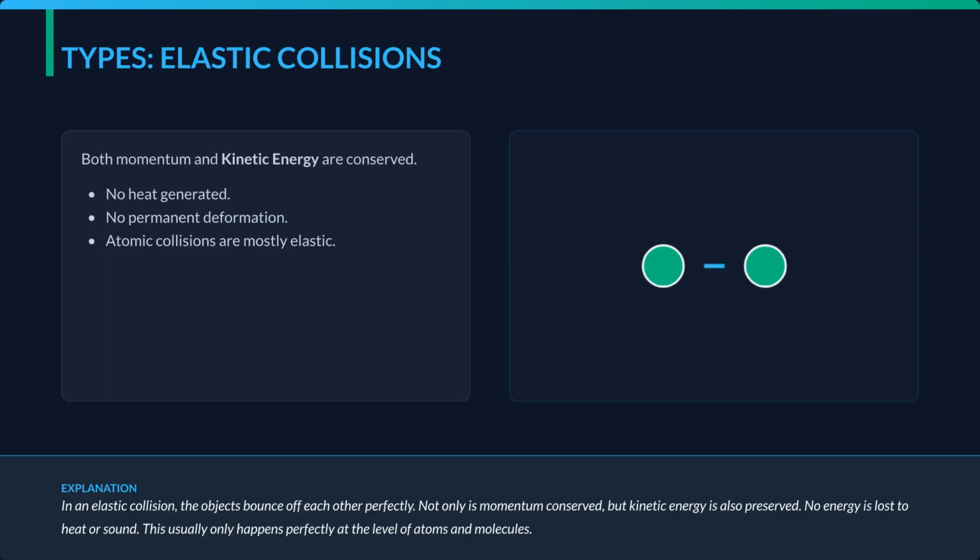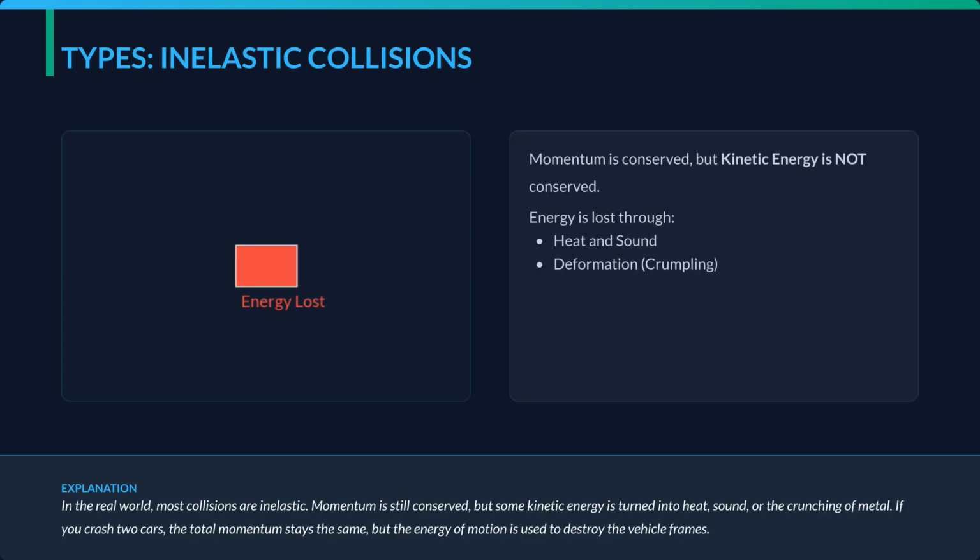Collisions can be classified based on energy conservation. In an elastic collision, both momentum and kinetic energy are conserved. Objects bounce off each other perfectly, typically seen only in atomic interactions. In an inelastic collision, momentum is conserved, but kinetic energy is not. Energy is lost, usually as heat, sound, or through permanent deformation of the objects, as seen in car crashes.